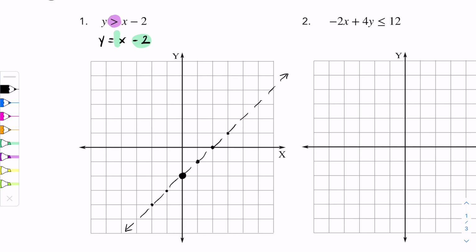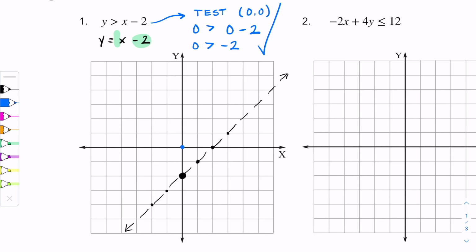And now that we're on to step 4, we have to determine which side of the line to shade. So I like to pick a point, any point. For this one, let's pick 0, 0. It's a point that's not on the line. And we're going to test 0, 0 in the original inequality. That means I substitute 0 in for y, and I substitute 0 in for x. Simplify this. Is 0 greater than -2? Yes, 0 is a larger number than -2. That means we shade the side of the line that includes 0, 0.